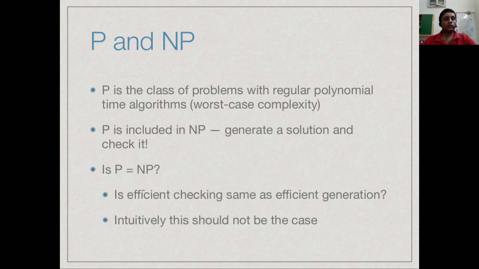So is the converse true? Is it possible that whenever I have an efficient checking algorithm, I also have an efficient algorithm to generate a solution? Intuitively, this does not seem to be the case. As we observed, the teacher who is checking the factorization homework need not even know how to factorize. The teacher only needs to know how to multiply. So it seems intuitively much simpler to check a solution than to actually generate one. So let's see whether this intuition can be made formal.